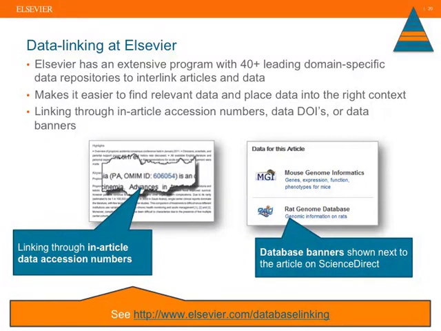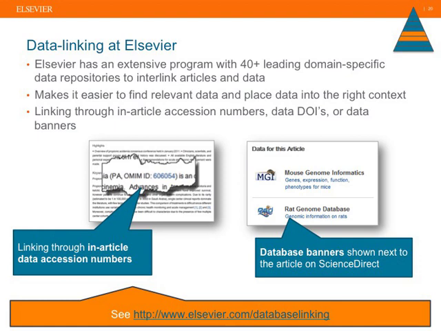The other way we do it is through database banners, and that's basically the logo of the database appearing next to the article. And then if you click on that logo, you'll be taken to the website of the database, and you can see the data that the article was based on there. And it's bi-directional, so also from the database there will be a link to the article. So should you have access to data first, you can get more information about the data set by going to the article and reading that.